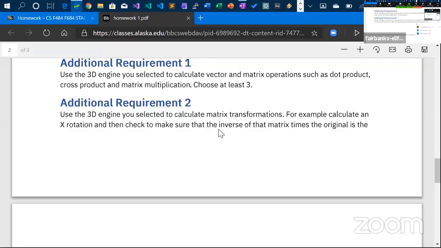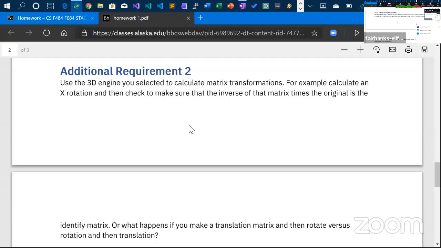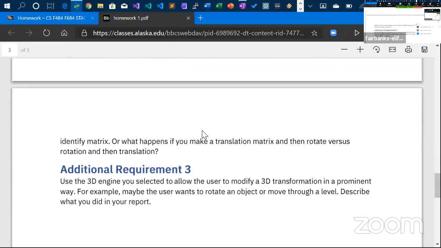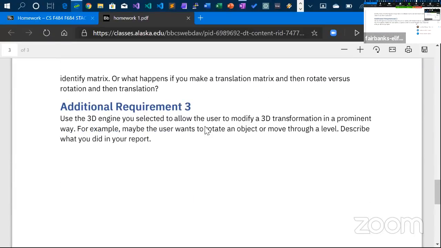And then requirement number 2 is to calculate matrix transformations. So, for example, calculate an X rotation and make sure, say, the inverse of the matrix actually, when you multiply against the original, gives you the identity, which is a fundamental identity for matrix inverses. Or lastly, use the 3D engine that you picked to modify a 3D transformation in some kind of way. For example, moving a player around the level or rotating an object. Okay, so we want to get some experience using these mathematical tools.